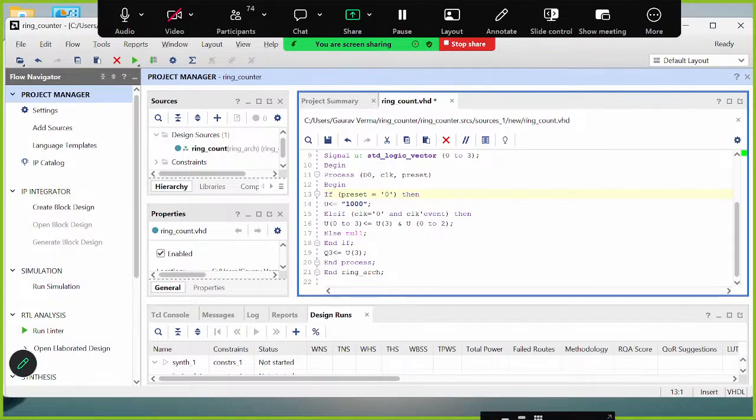If preset equal to 0, we are updating it with this value 100. It is a constant value. Or we can write it as, we need to involve this d naught somewhere somehow because it is acting like an input, but at the same instant of time it is acting like an output also. So what should be the solution to it? Let's see.